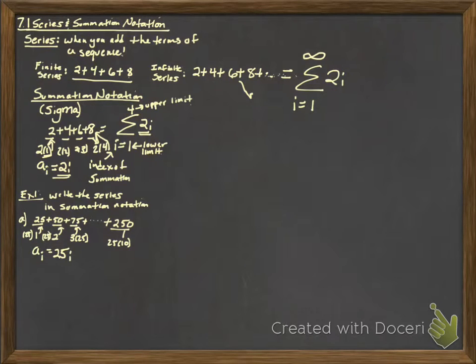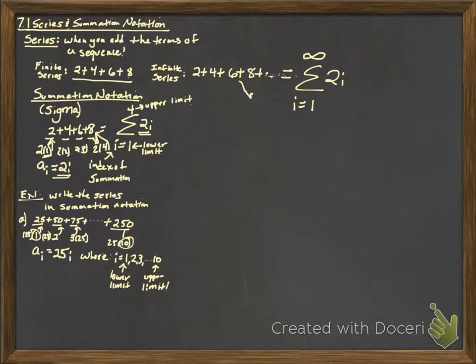Now, we have to be kind of careful here because our inputs or our domain, i, starts at 1. That's our lower limit. The lowest i value we're plugging in is 1. And the biggest i value we're plugging in ends at 10. And it stops there. So this is going to be our lower limit, and this is going to be our upper limit.